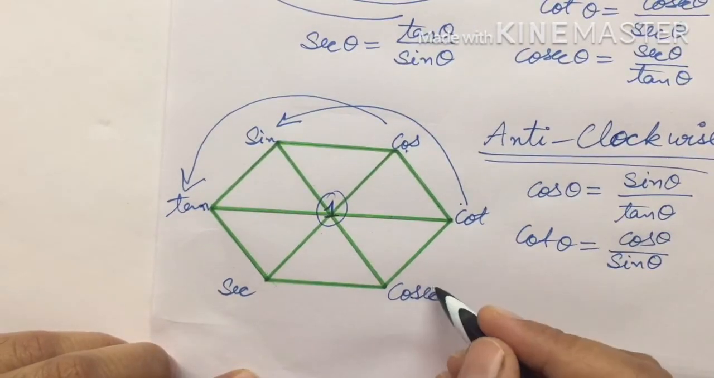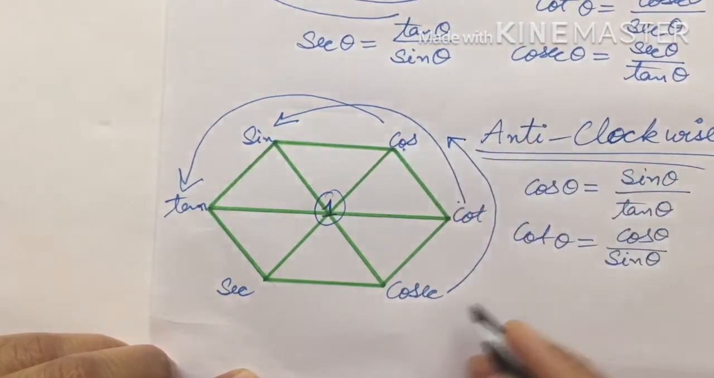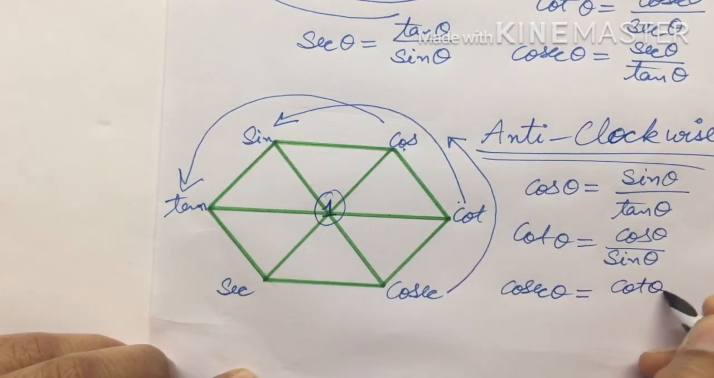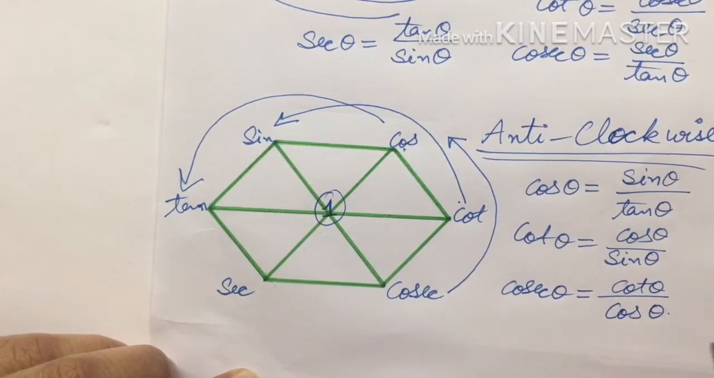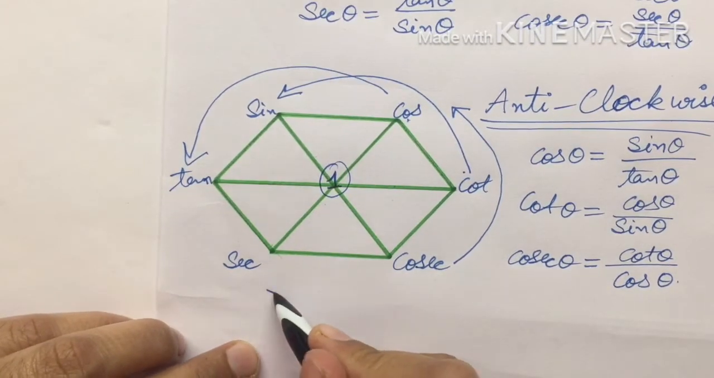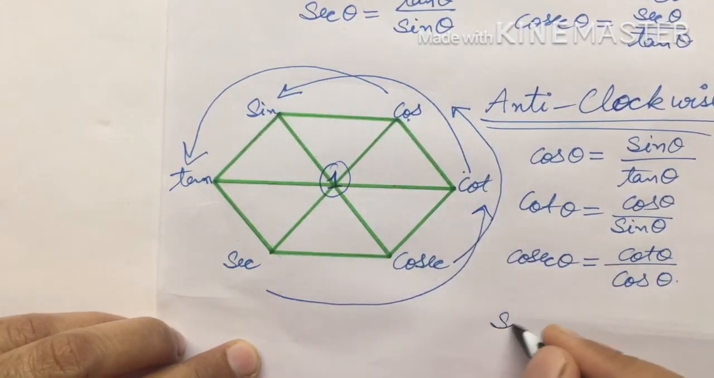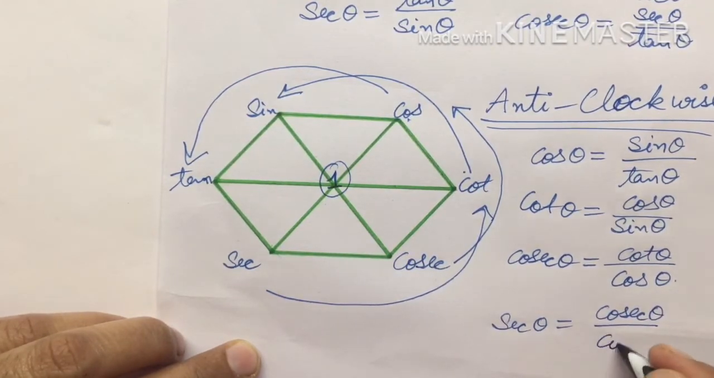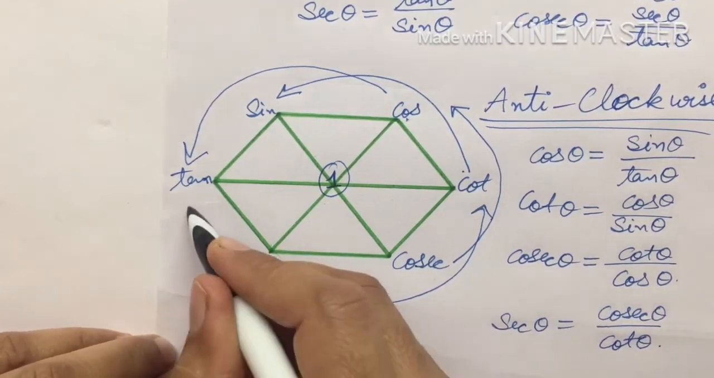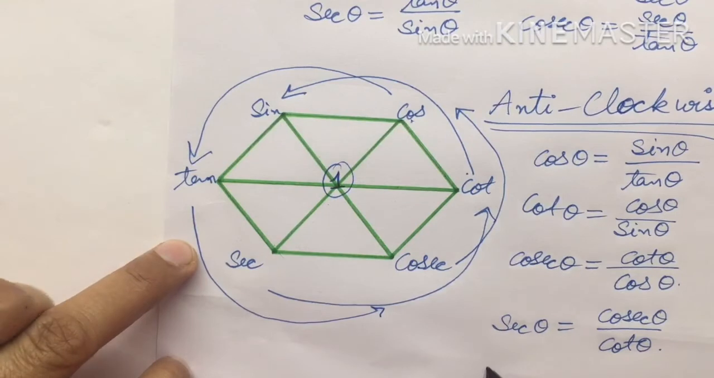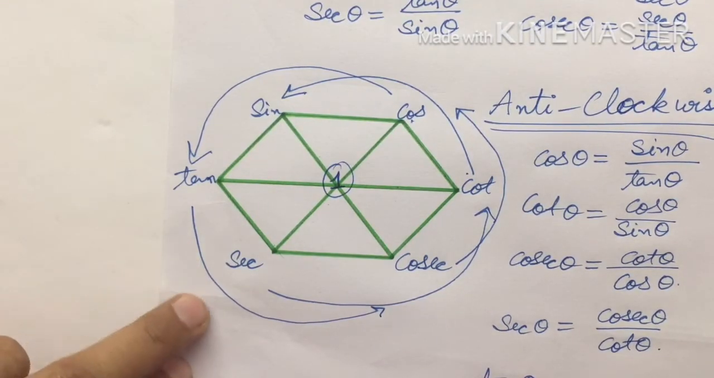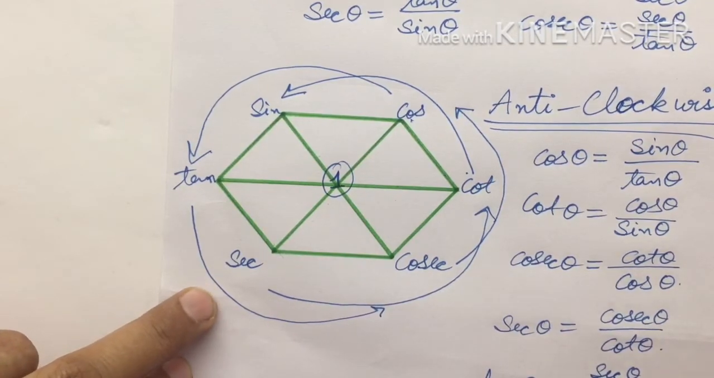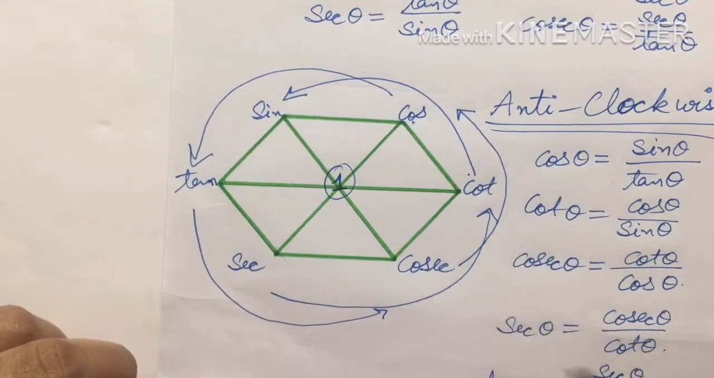Very easy. Now I will start from cosecant up to cos. So cosecant theta is equal to cot theta upon cos theta. Now if I start from secant, so secant theta is equal to cosecant theta upon cot theta. Tan theta is equal to secant theta upon cosecant theta. So in this way you can write down all these relations.